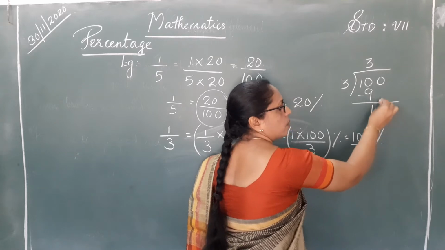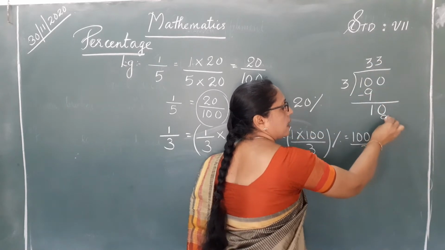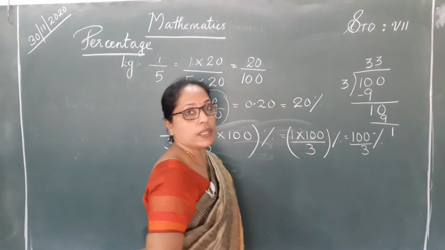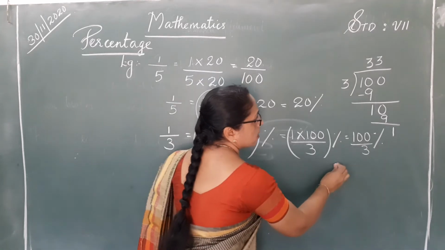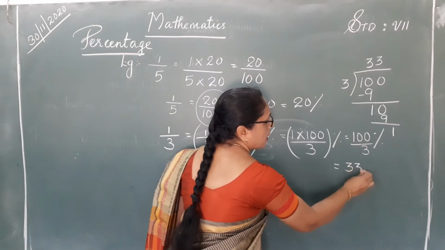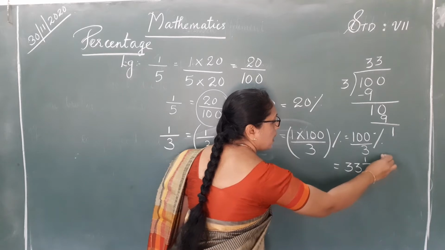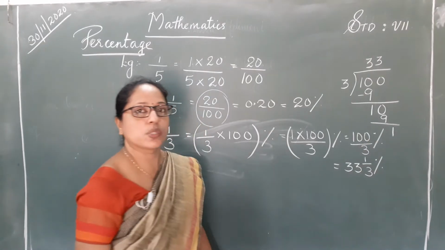10 3s are 9. Remainder 1. So we can put it in the mixed fraction. What is it? 33 1 by 3 percentage.